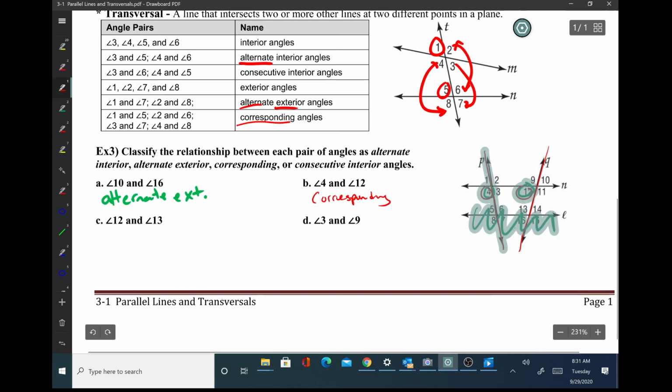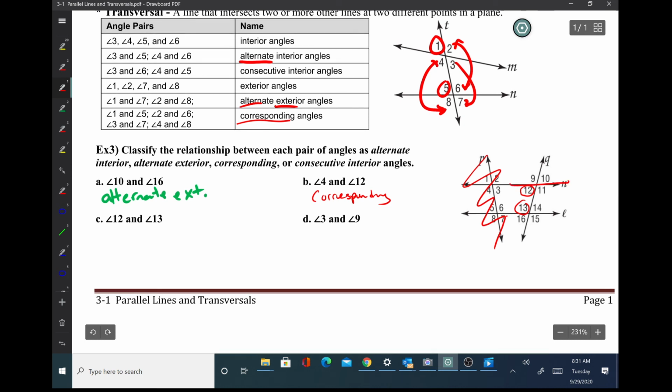All right. 12 and 13. Okay, so basically ignore this. Notice our two lines are here and here. Are these inside those two lines or outside? Inside. Okay, so they're interior. Are they on the same side of the transversal or opposite sides? Same side, right? So those are called consecutive interior angles. Okay.